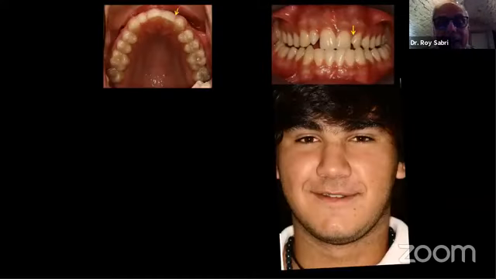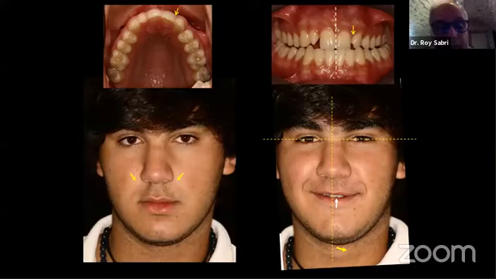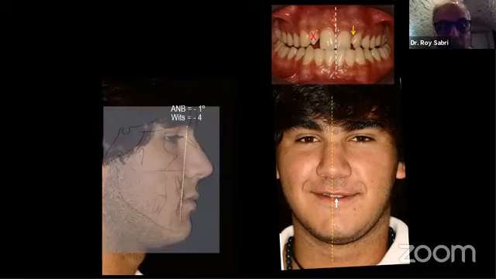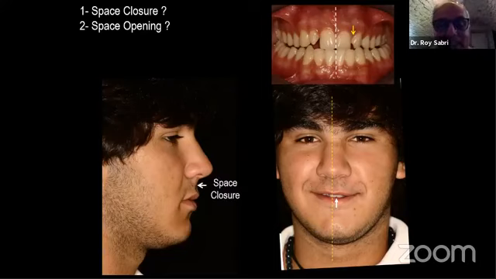Okay. Now, this is a very similar case. Also a peg-shaped lateral and missing on the other side. This patient has asymmetry, chin asymmetry, and paranasal hollowing. But this patient accepted surgery. I said, surgery is better for you, especially for the asymmetry. You have a class 3 tendency.